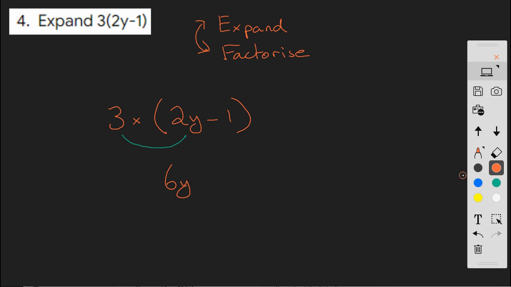And we also have 3 times taking away 1. Do that 3 times, that's taking away 3. Subtract 3. So that is expanding our bracket, and if we were asked to factorise this expression that we've ended up with, we would have ended up back where we started.